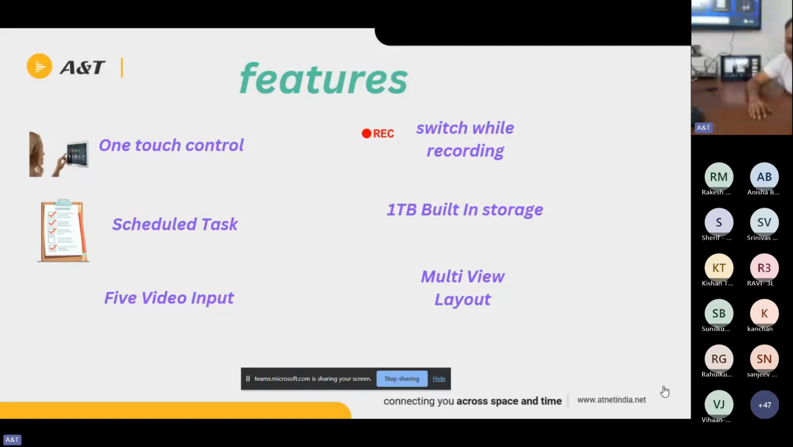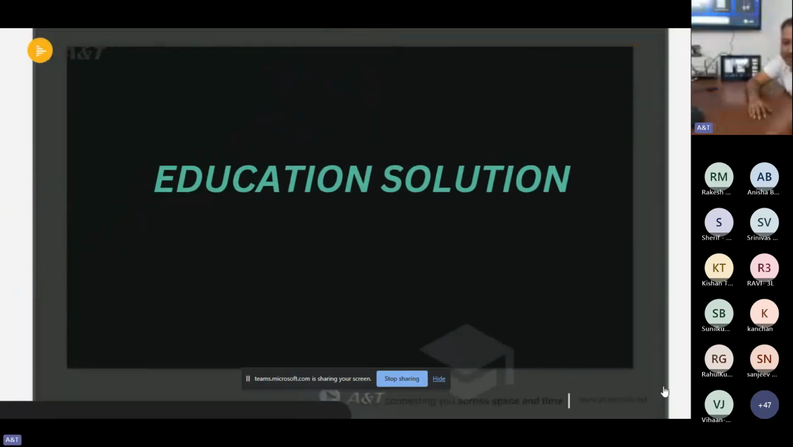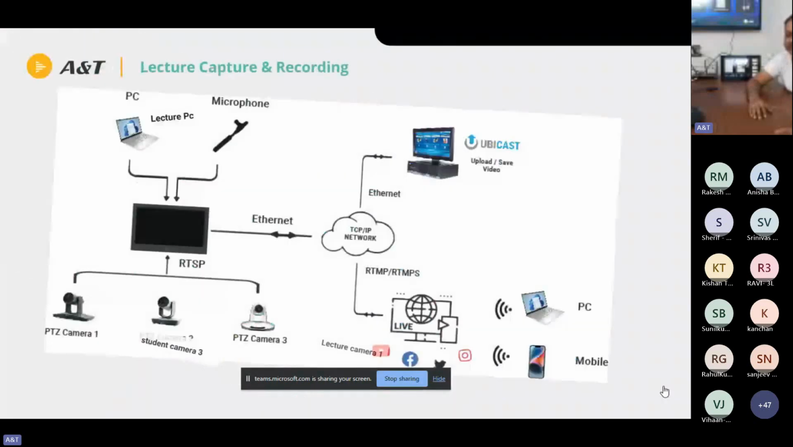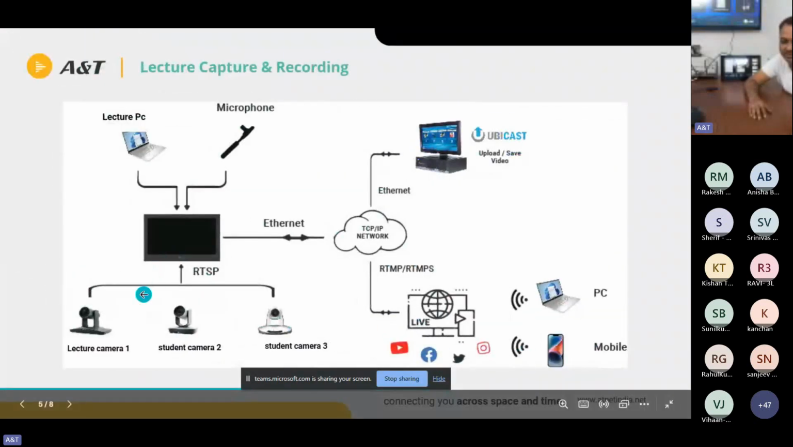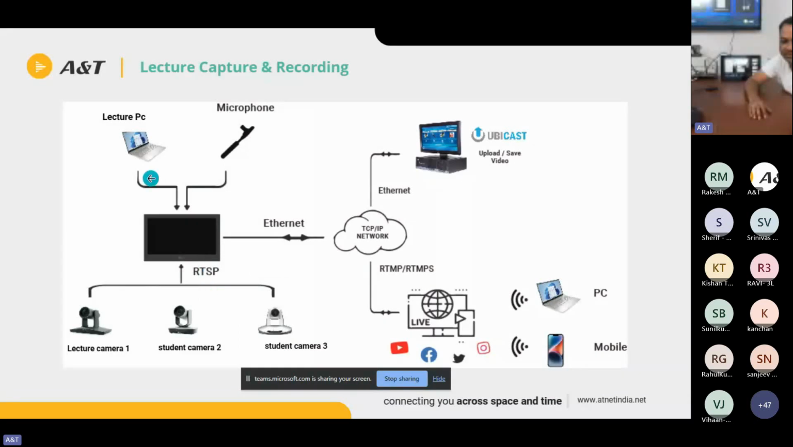Let me show how it is integrated in the education solution. In a classroom, let's say we have this box connected with the lecturer camera and a couple of students' cameras, all connected through the RTSP single network, and the lecturer PC along with the audio system. This is the simple connectivity. From this box, you can record and have the built-in storage in the box, which can be downloaded through the browser or through a pen drive connected to this device.